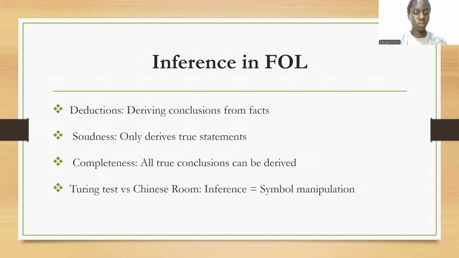The two important qualities of this are soundness and completeness. A sound system only derives conclusions that are true. The Turing test argues that if a machine can mimic the behavior of all the responses of a human being, then it's said to be reasoning. But the Chinese room test argues that a computer may be manipulating symbols without actually understanding what it is talking about, without actually understanding what it is responding to.